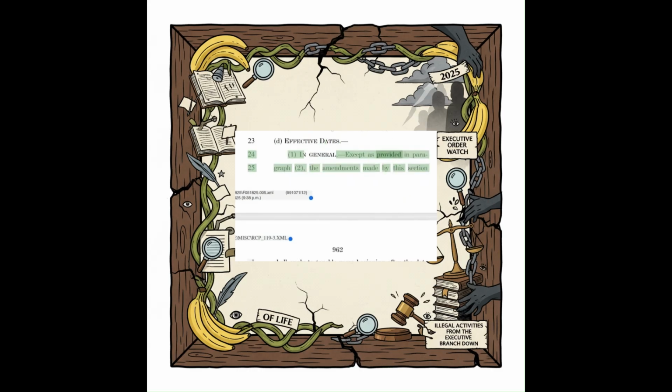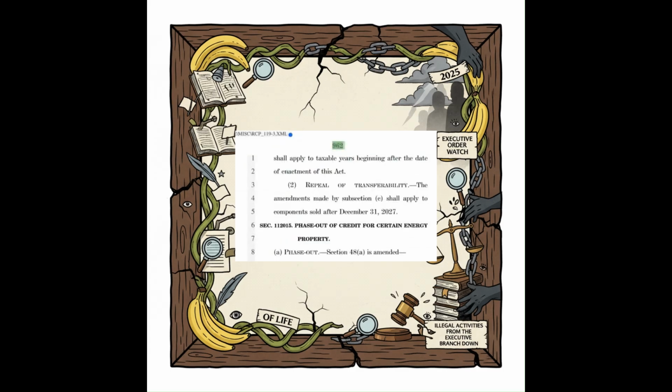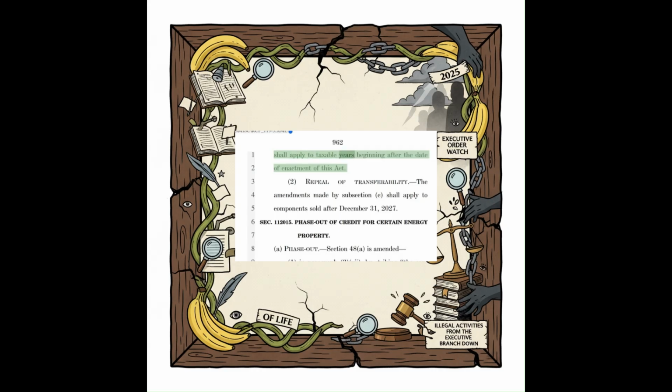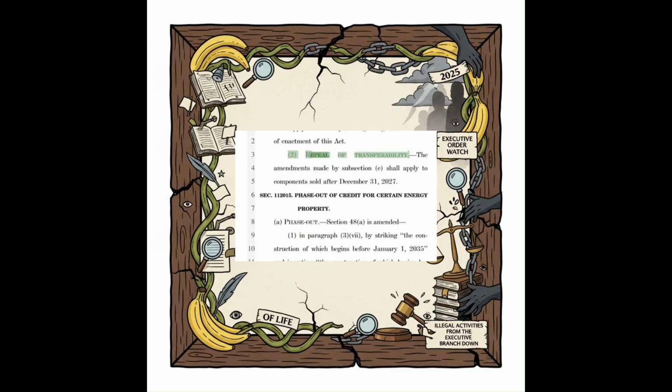Except as provided in paragraph, the amendments made by this section shall apply to taxable years beginning after the date of enactment of this Act. The amendments made by subsection shall apply to components sold after December 31st, 2027.